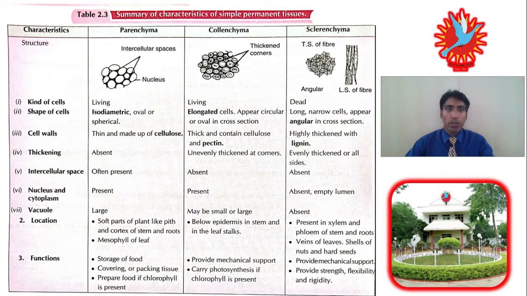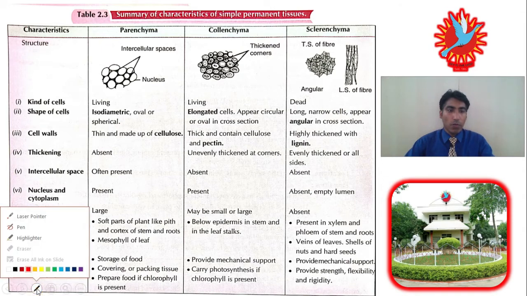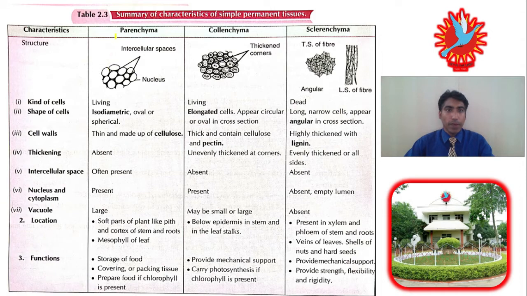Now we will do the comparative study through this table among the various kinds of simple permanent tissue. We have already studied the parenchyma, then the collenchyma, and last we discussed the sclerenchyma. All these three types of tissues are simple permanent plant tissues. So this is the comparative table.